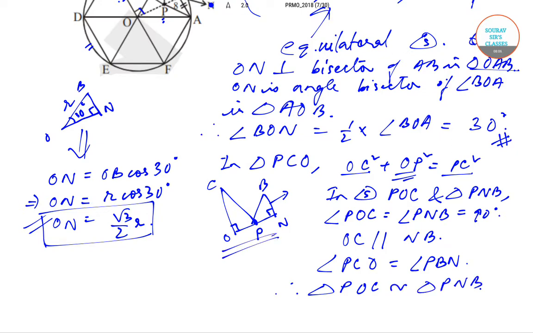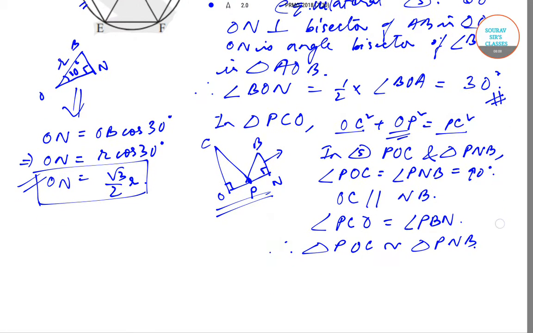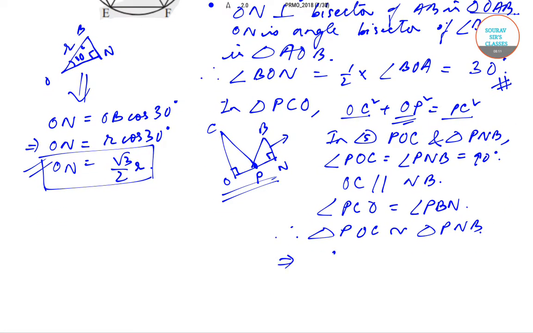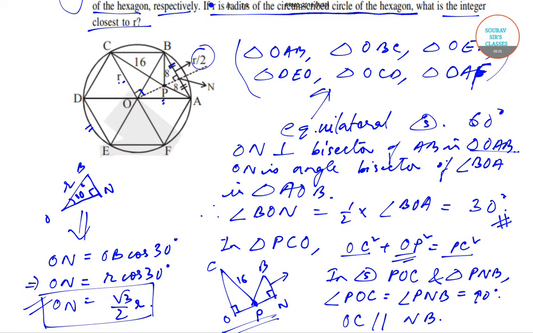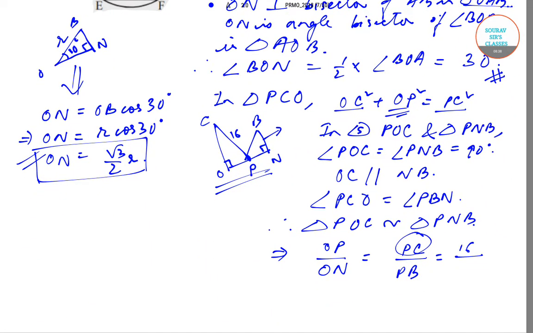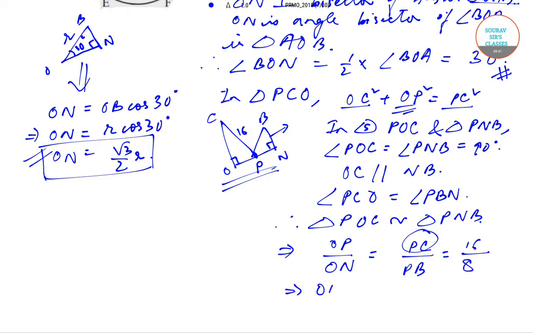And from the diagram that we've already drawn, we can write OP by ON is equal to PC by PB. Now we know that PC is equal to 16, we have been already given that. And PB has been given as 8. So that means we have OP by ON is equal to 2.